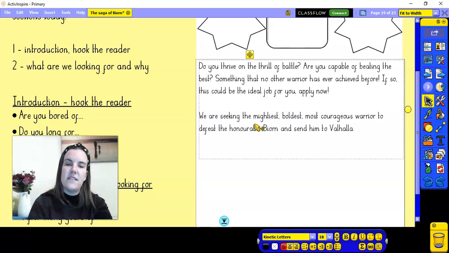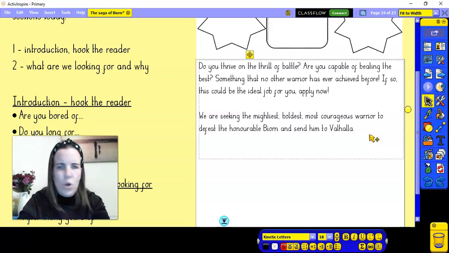Okay, so my first sentence in this paragraph is using my superlatives, and I've just chosen 3 from my list. You'll notice because I've listed those superlatives, I've got my commas in between to list them, and I'm just saying what it is they have to do to defeat the Honourable Bjorn and send him to Valhalla. Okay, so now I want to include a little bit about what sort of a person we're looking for. I'm not going into the qualities of that person yet, but I just want to describe this job and make the person that's reading it feel like they are the best person for it.